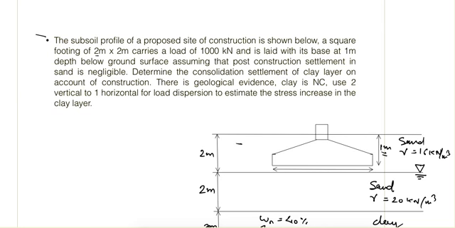A square footing carries a load of 1000 kilonewtons. So here it has a load of 1000 kilonewton, is laid with its bed 1 meter depth below the ground surface. So this is 1 meter, this is 2 meter, 2 meter by 2 meter, so this length is 2 meter. And determine the consolidation settlement of clay layer on account of construction. There is geological evidence that clay is normally consolidated. Use 2 vertical to 1 horizontal for load dispersion to estimate the stress increase.